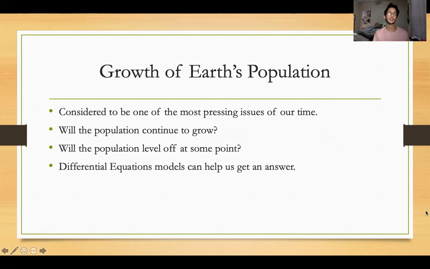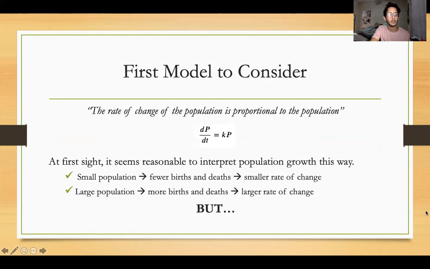But have you ever thought about what will happen to the population? I mean, will it continue to grow or will the population level off at some point? To answer those questions, we can use differential equation models as the following. The first model we consider says that the rate of change of the population is proportional to the population, and it is represented by this very simple differential equation here.